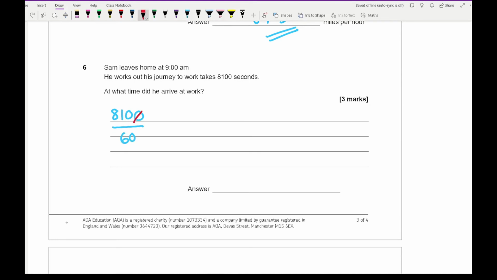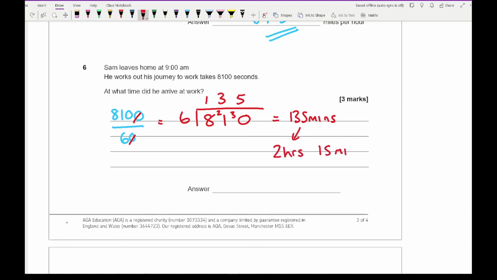And again, if non-calculator, I can just go for cancelling the zeros. So then I want to do 810 over 6. So 6 goes into 8 once, remainder 2. 6 goes into 21 3 times, remainder 3. And 6 goes into 30 5 times. So we get 135 minutes. Now 135 minutes is basically 2 hours and 15 minutes. So he starts at 9 a.m., so it's 9 a.m. plus 2 hours and 15 minutes. You can then add those together and we get 11:15 a.m.